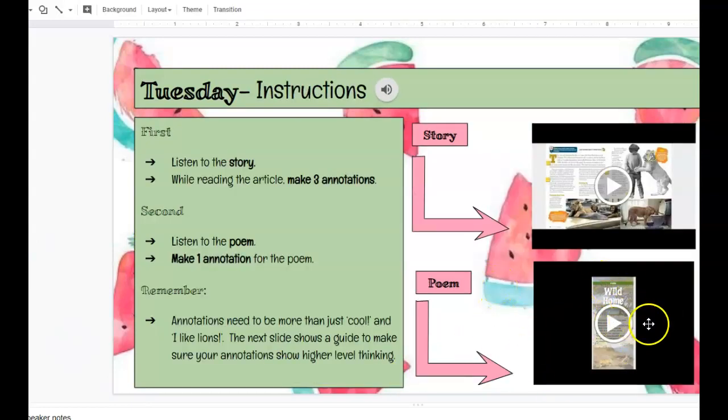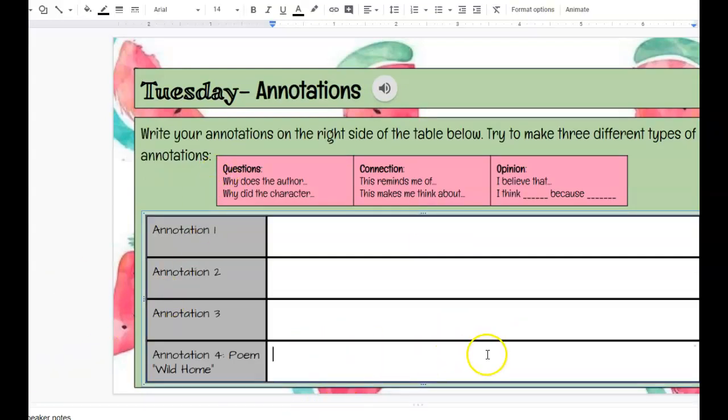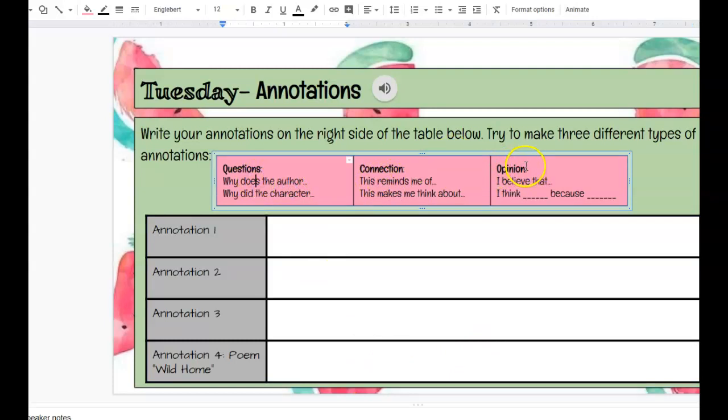And then the poem is right here. You're also going to do 1 annotation for the poem. And in case you need help with some starter sentences for questions, connections, and opinions, they are here at the top for you as well.